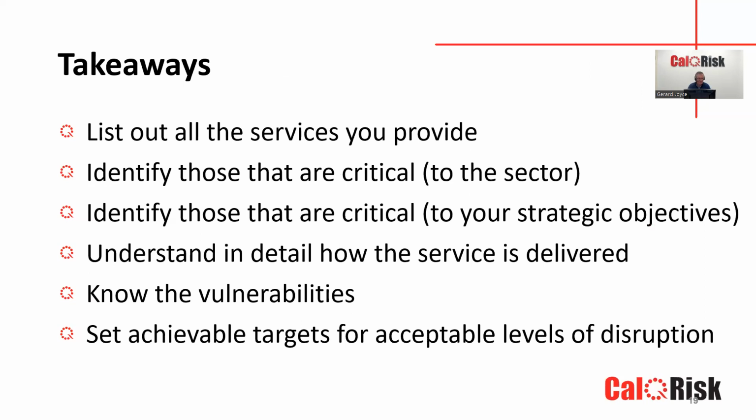So my final slide. Just to try to summarize, I guess. List the services you provide. Identify those that are critical, and I'm stressing this sector because this is the one that everybody outside of your organization is interested in, particularly the regulator. But identify those that are critical to your objectives as well. Why wouldn't you do this? Why wouldn't you set impact tolerance metrics for those as well?